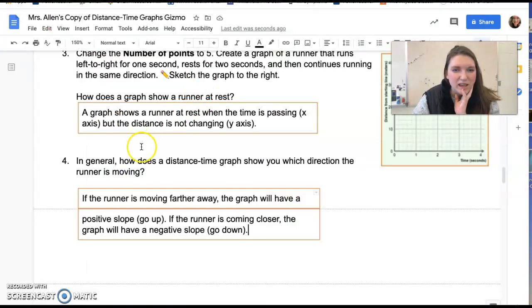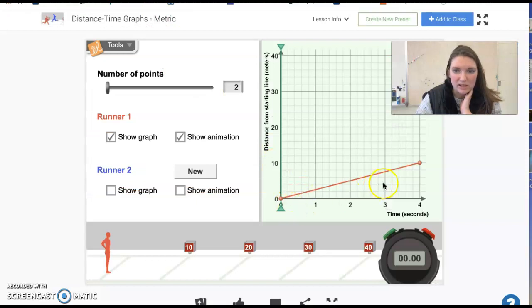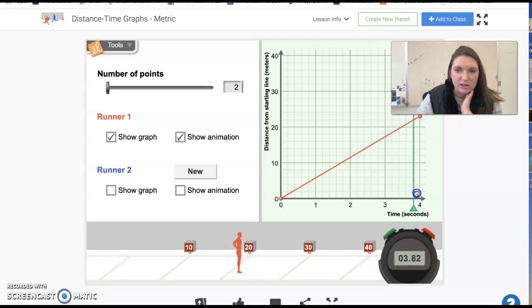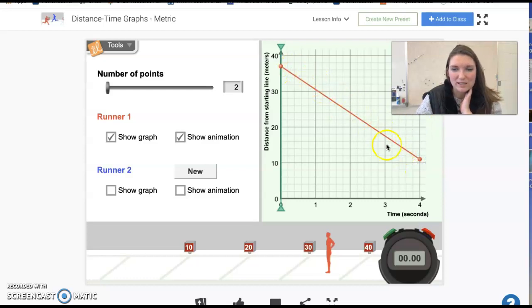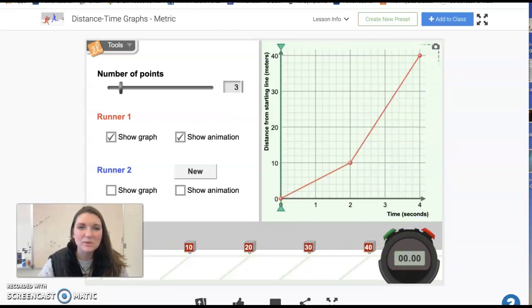So the question is, how does a distance time graph show you which direction the runner is moving? If the runner is moving farther away, the graph will have a positive slope, go up, as we can see here, running farther away from the starting line. But if the graph goes downwards, that means they're starting farther away and getting closer. Distance is going down. Closer.